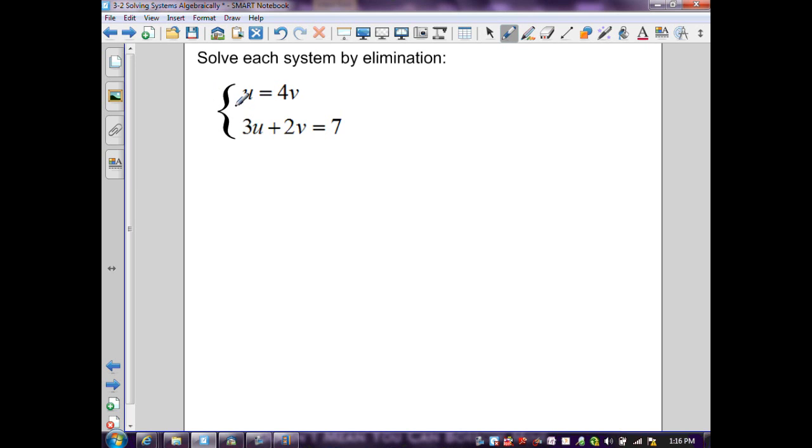And our next example, we want to use elimination. Let's get our variables on the left side in alphabetical order. So I'm going to have u minus 4v when I subtract 4v on both sides, and that will leave me 0 on the right side. This next equation already is in alphabetical order with both variables on the left side. 3u plus 2v equals 7.